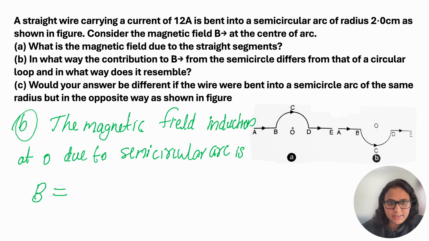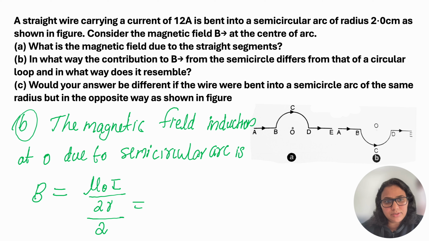The magnetic field induction at O due to the semicircular arc is B. We know that the magnetic field at the center of a circular loop is mu naught I divided by 2R. Since it is a semicircular arc, we divide this by 2. So we get mu naught I divided by 4R.